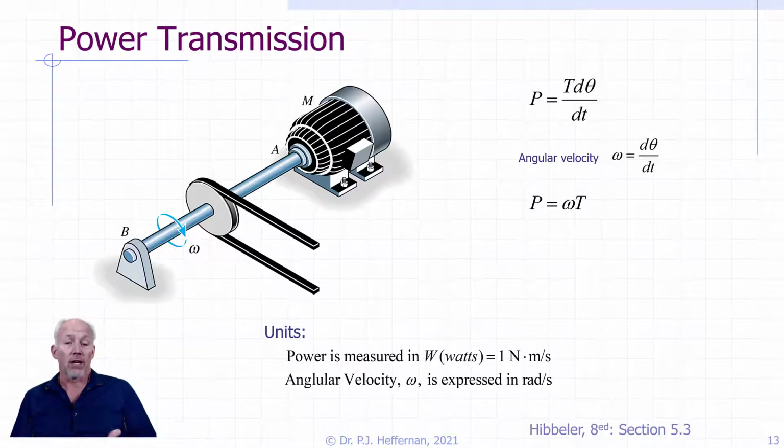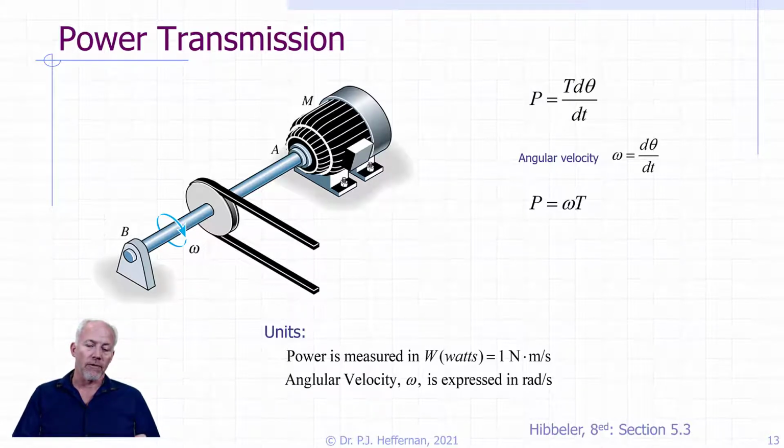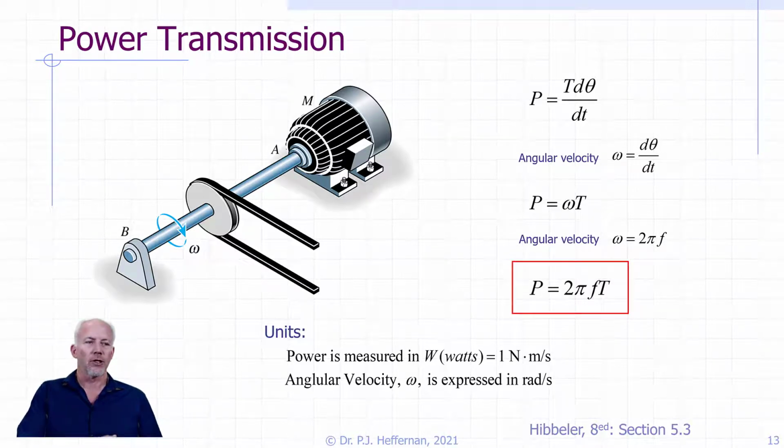Now, the angular velocity is in radians per second, and we can relate that to frequency, because we often refer to cyclic movement as a frequency. And so the relationship between frequency and angular rotation is by multiplying by 2 pi. So we get the angular velocity in radians per second is equal to 2 pi times the frequency when related in hertz. And so we can combine all of this and get a formula for the power equal to 2 pi times the frequency times the torque.